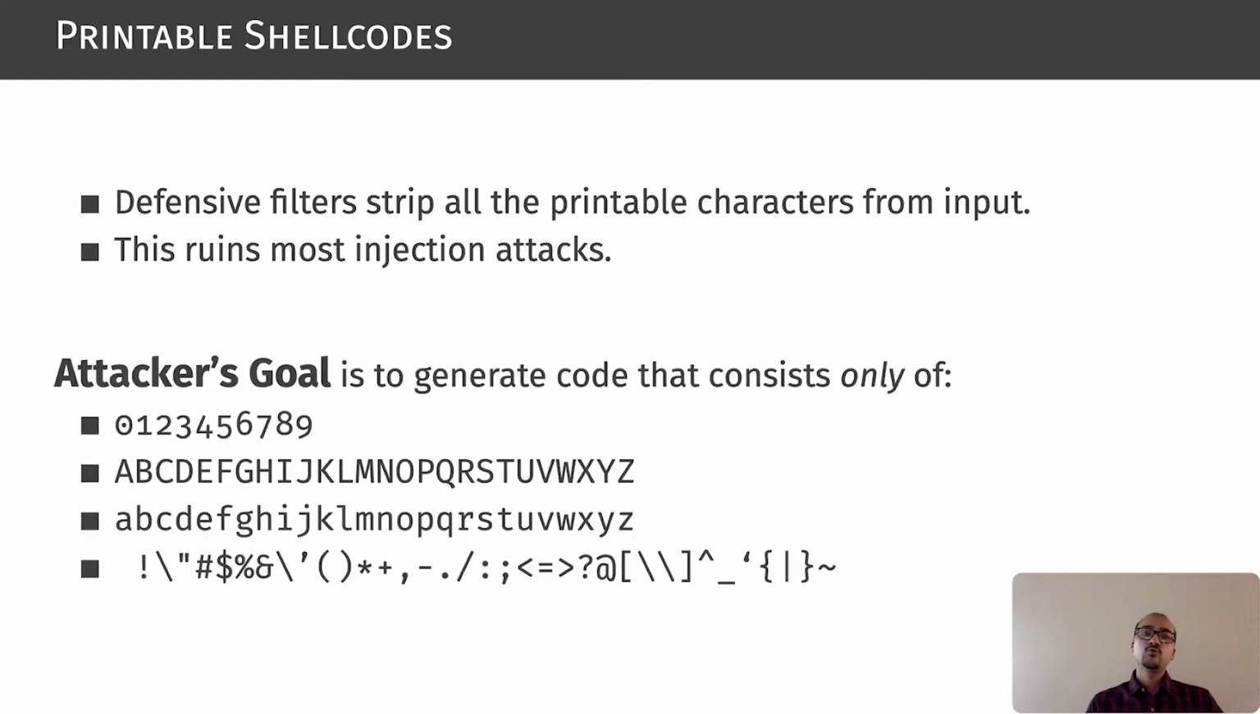Now, to mitigate this or bypass these defensive filters, the attacker can generate a shellcode which always uses printable characters. So it will not have any binary sequences inside the shellcode. This will typically bypass these defensive filters, and hence printable shellcodes are pretty effective in conducting an attack.